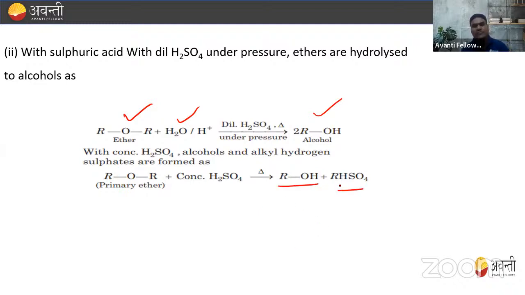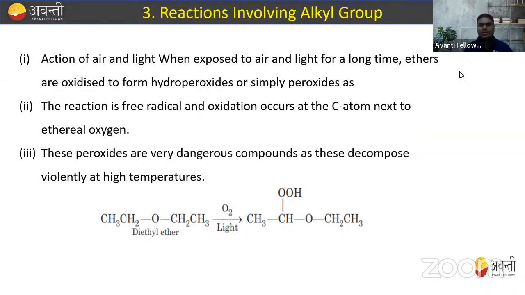So remember this point. When you treat ether with the dilute acid, then only alcohol will be formed. And when we treat with the concentrated H2SO4, then what is formed? Alcohol as well as alkyl hydrogen sulfate will be formed. Right. So these all are the reactions.